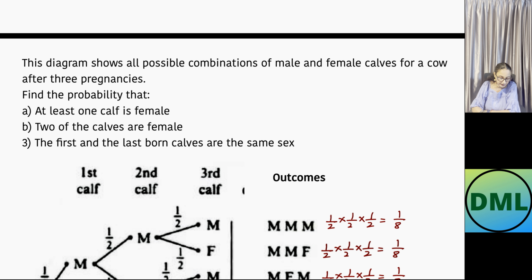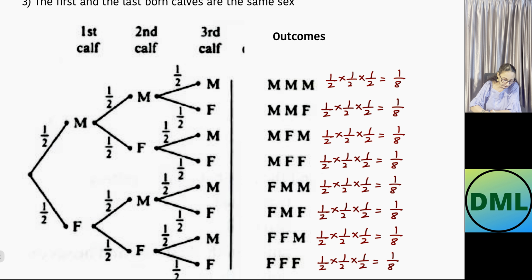First, I will see that there are 3 pregnancies here and they are delivering male and female. Let's make a tree diagram here. If I start from here, for the first calf, either it should be a male or female. So the probability is half and half. It is given to you. For the second calf, that means for the second baby, if the first baby is male, the second baby can be male or female.